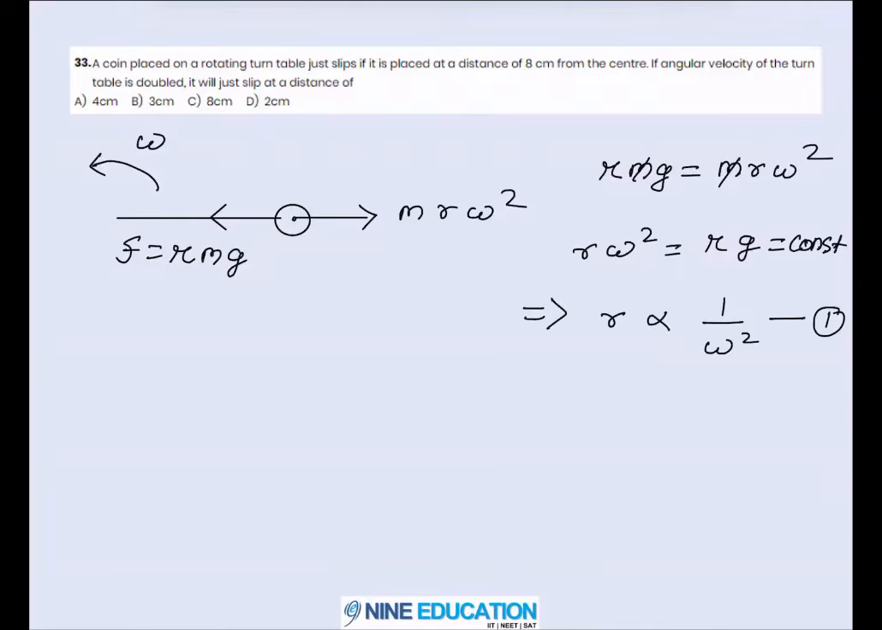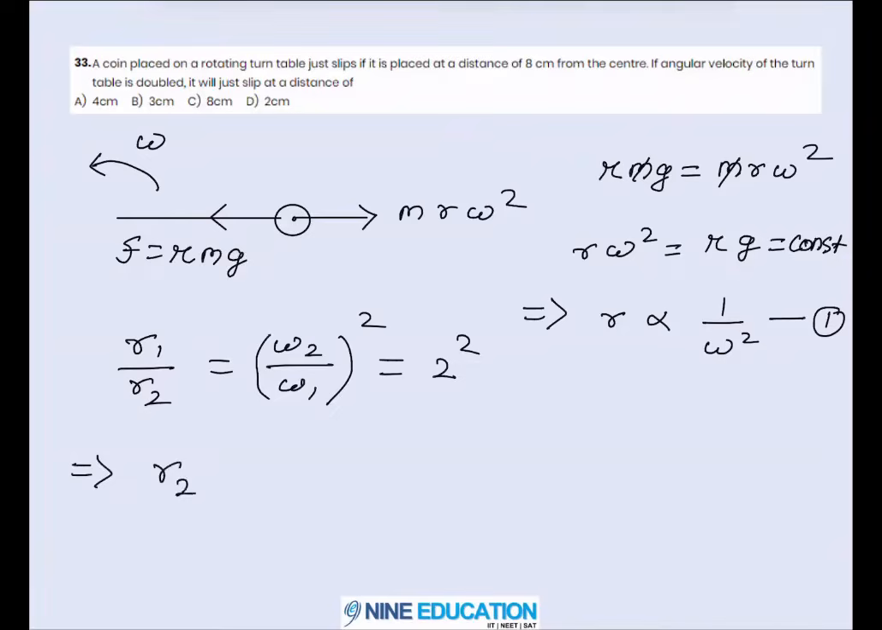Now, if it is saying that the angular velocity is doubled, I will directly write r1 by r2 will be equal to omega 2 by omega 1 whole square. Now, if omega 2 is double of omega 1, this will become 2 square, which is equal to 4. And from this, R2 will be equal to R1 by 4. But what is the value of R1? R1 is 8 centimeter. So it will be 8 centimeter by 4, and that will be 2 centimeter. And what is the answer? The answer is option D, 2 centimeter.